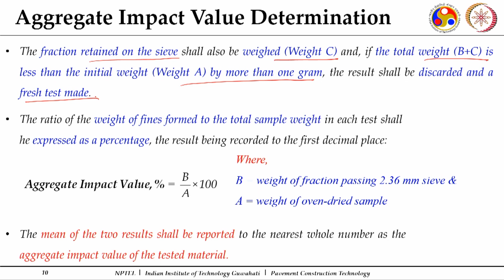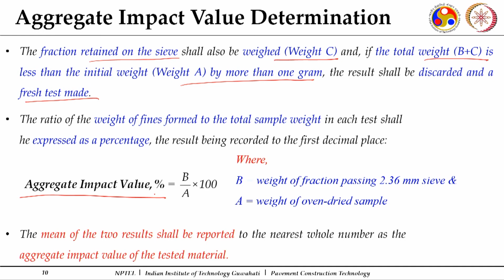The sum of the material which is retained on the sieve and below that sieve should not differ by more than 1 gram compared to the initial weight taken. Now, the aggregate impact value, similar to the Los Angeles abrasion value, is B, the amount of fines which are generated, and A is your initial weight. The amount of fines generated with respect to the total initial weight gives you the aggregate impact value.